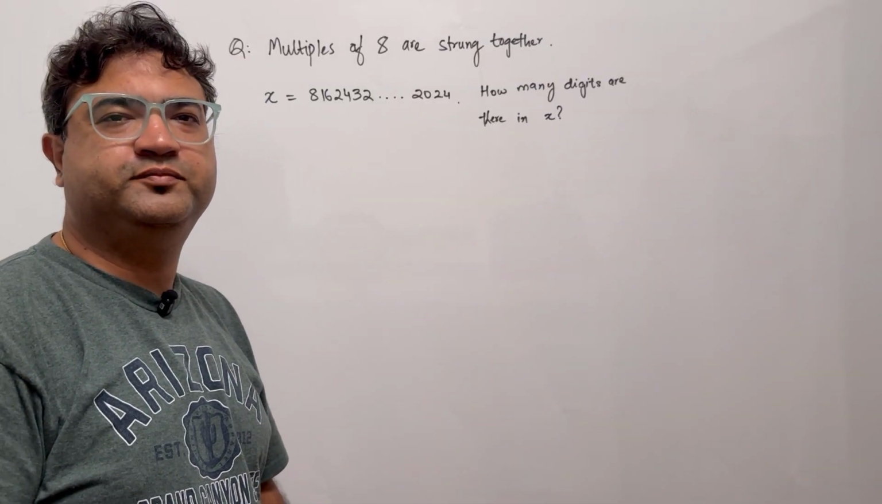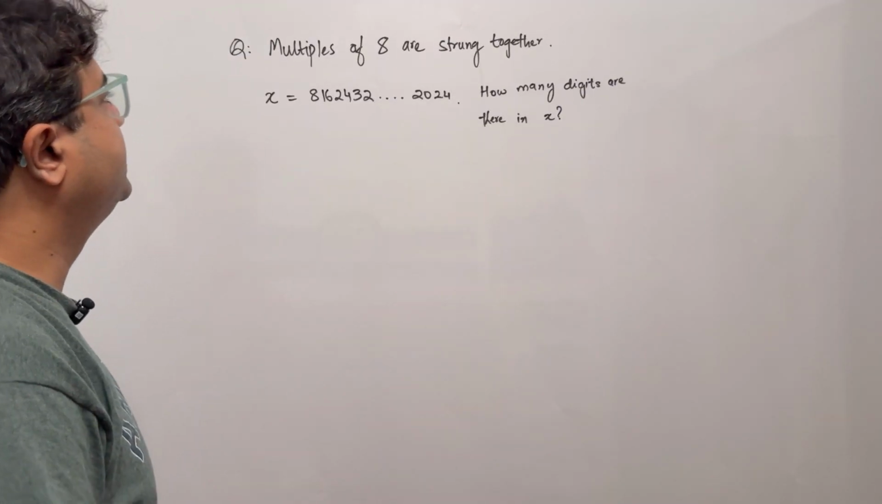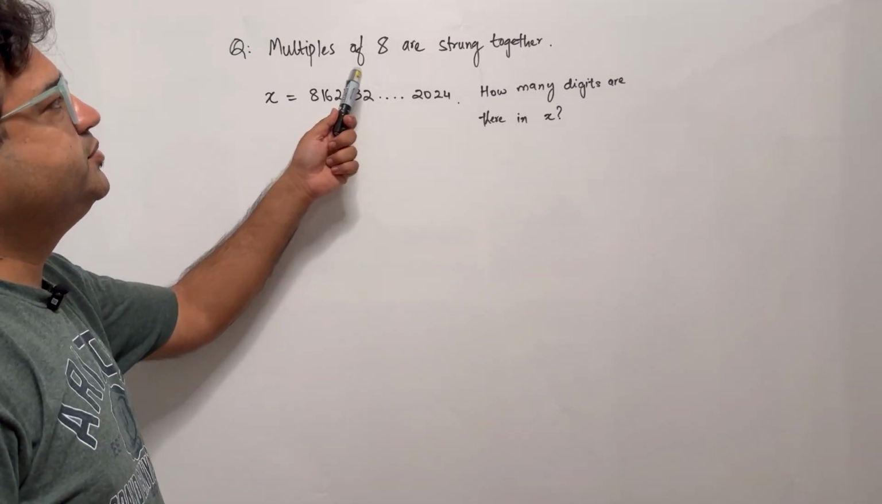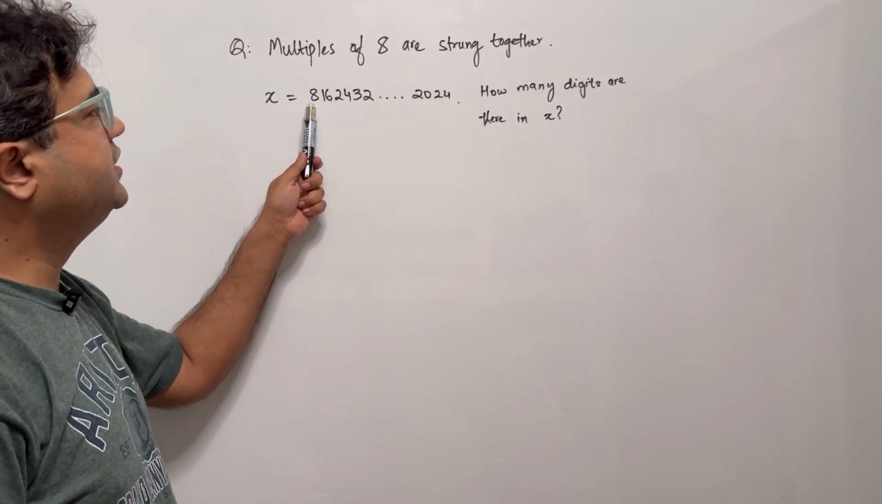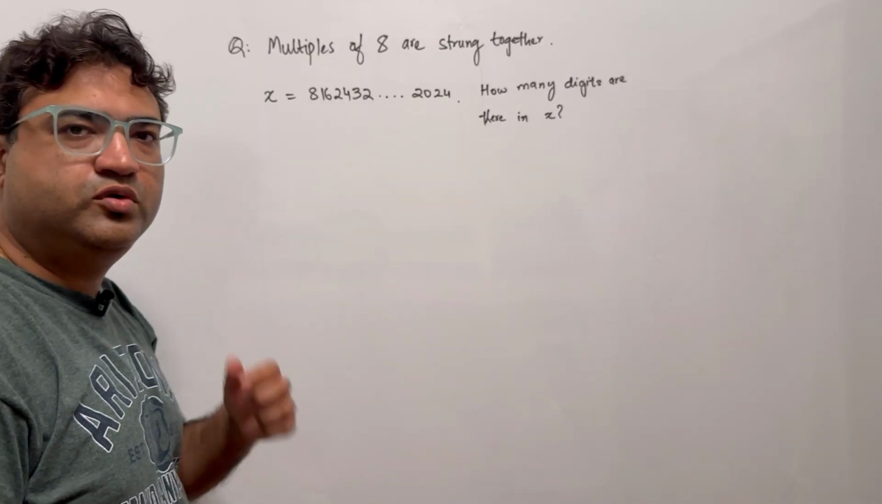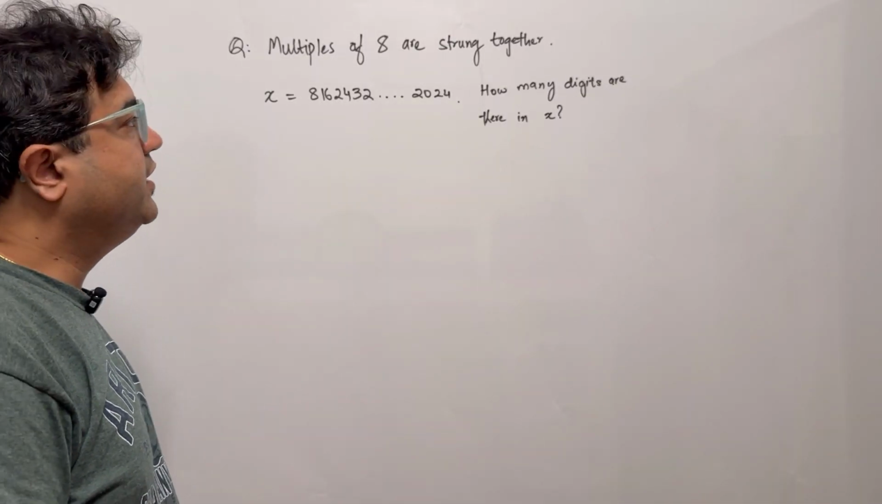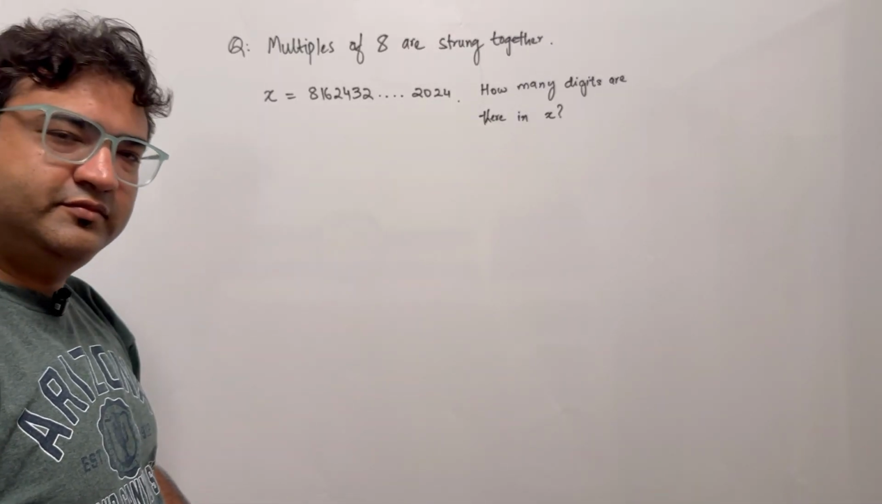Welcome to the video. Today we will solve one of the Olympiad problems: the multiples of 8 are strung together in X: 8, 16, 24, 32, all the way up to 2024. How many digits are there in X? That's the question. Let's get into it.